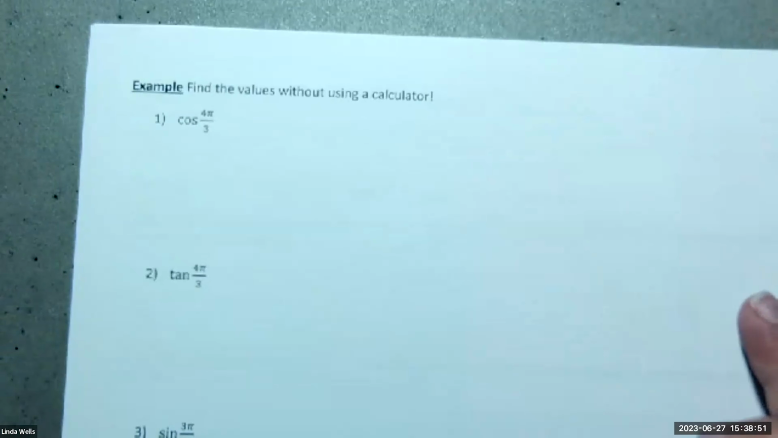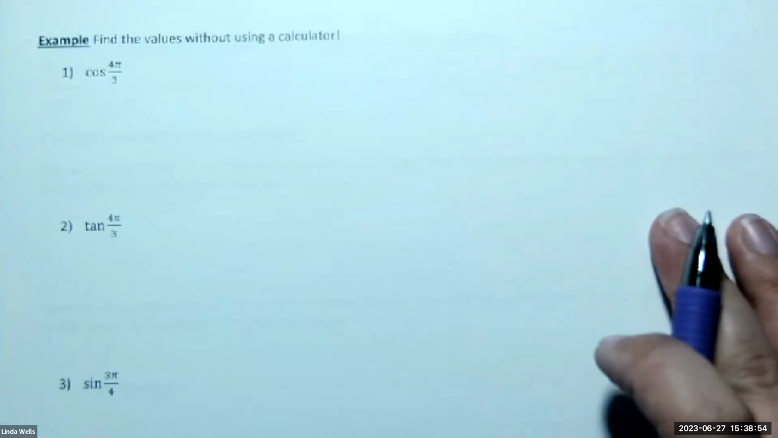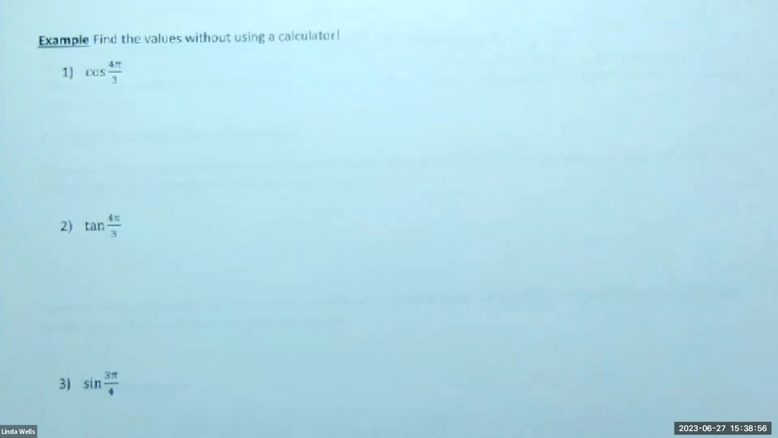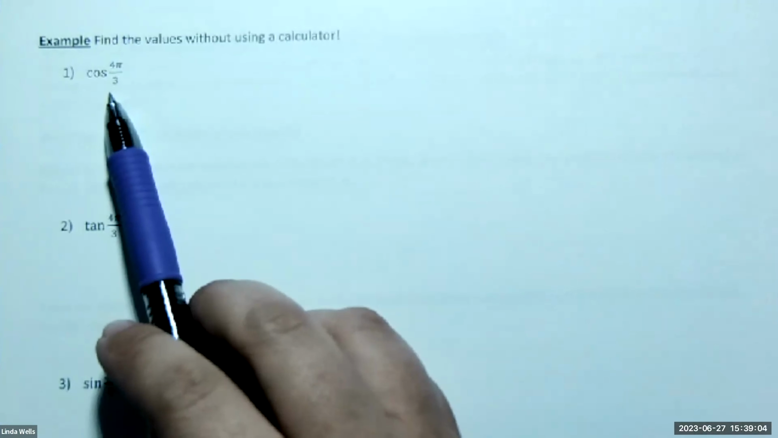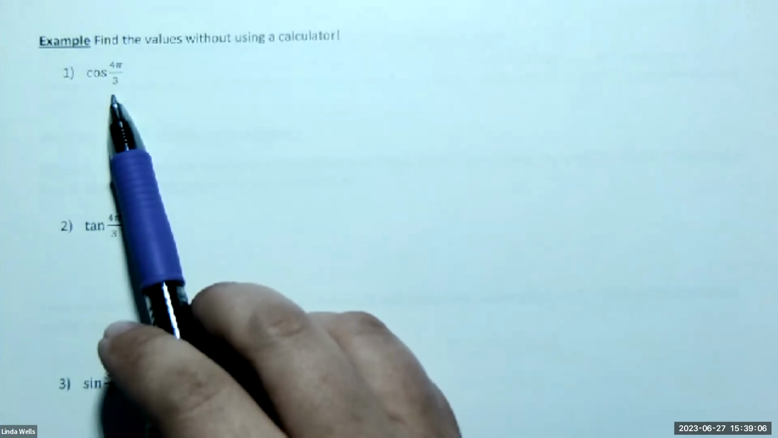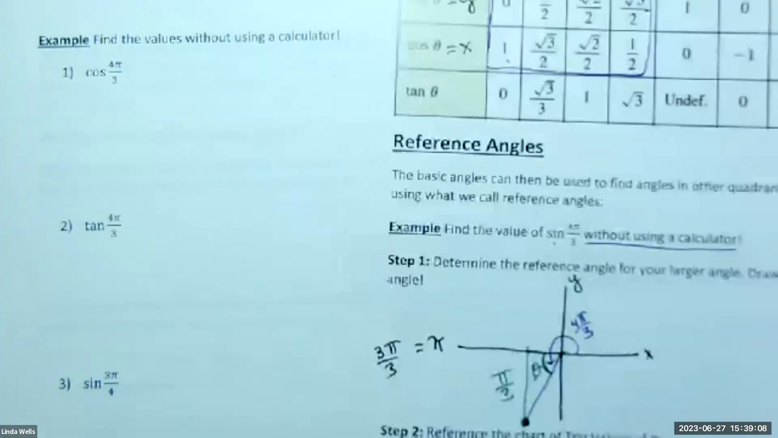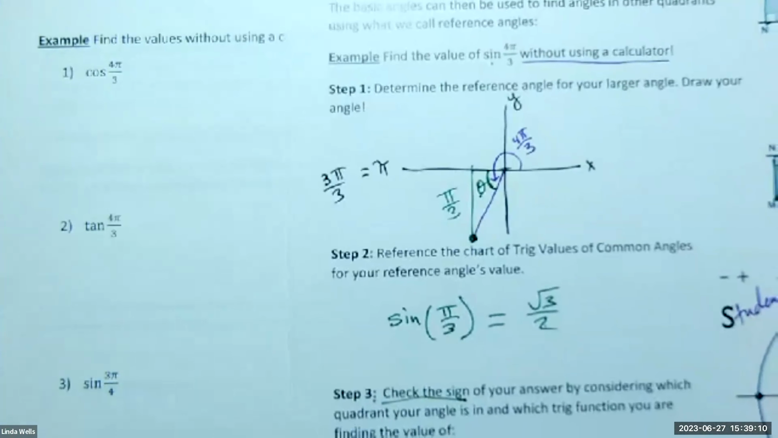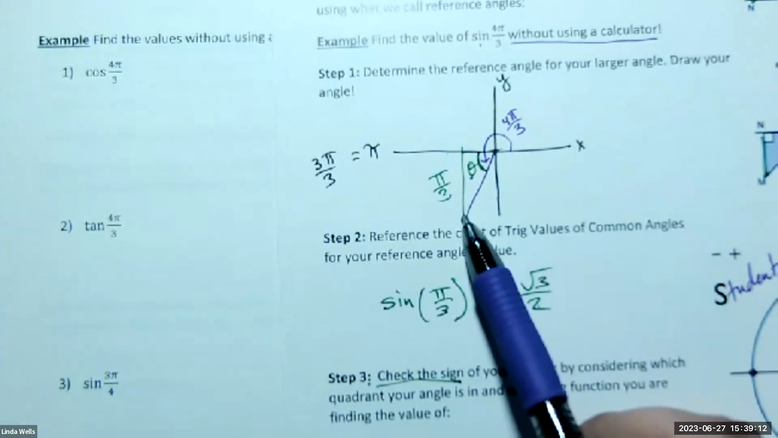Try another one. What if I mess you up and switch from sine to cosine? Do I need to do all that work all over again? Look at the angle. Isn't that the angle we just did? So couldn't I use my resources wisely? I already drew the angle. So what's my reference angle?